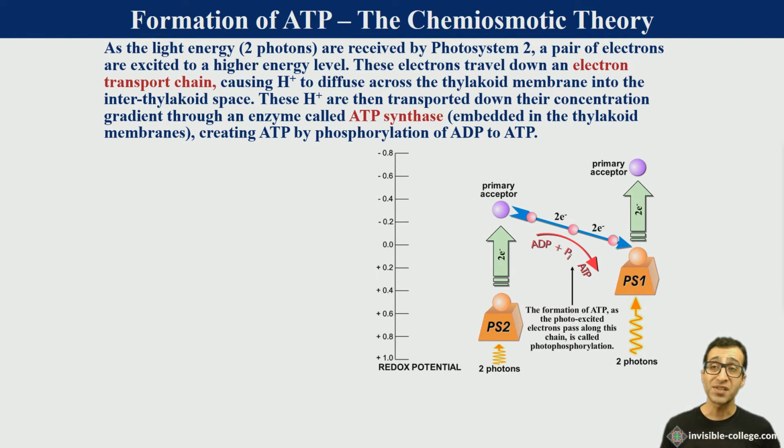Now once they're in the inter-thylakoid space, the hydrogen ions are then transported down their concentration gradient through an enzyme called ATP synthase, which is actually found embedded within the thylakoid membranes themselves, and this creates ATP by the phosphorylation of ADP to ATP.